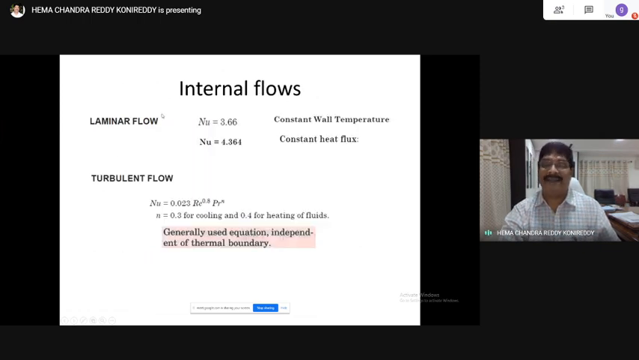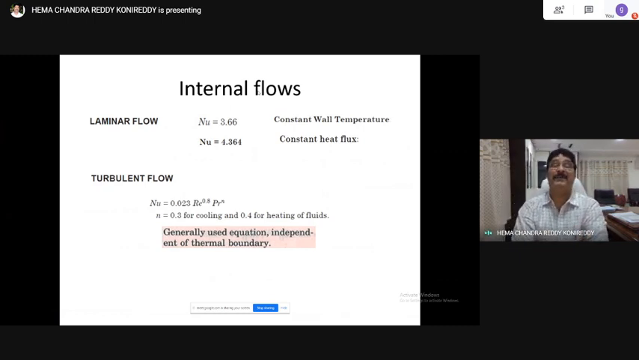And for internal flows, when a fluid is flowing through pipes, I told you the characteristic dimension is 4 times the area of cross section divided by the wetted perimeter. And again, there are two cases, constant wall temperature and constant heat flux. When the fluid is flowing laminarly inside a tube, the Nusselt number is equal to 3.66, which is simple for you to remember, not in terms of Reynolds number and Prandtl number.